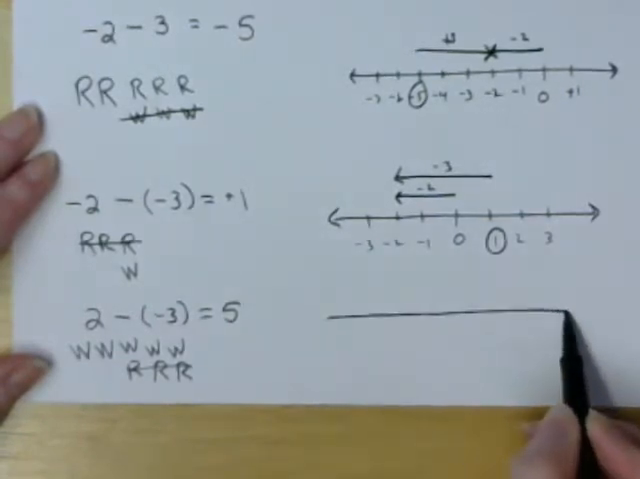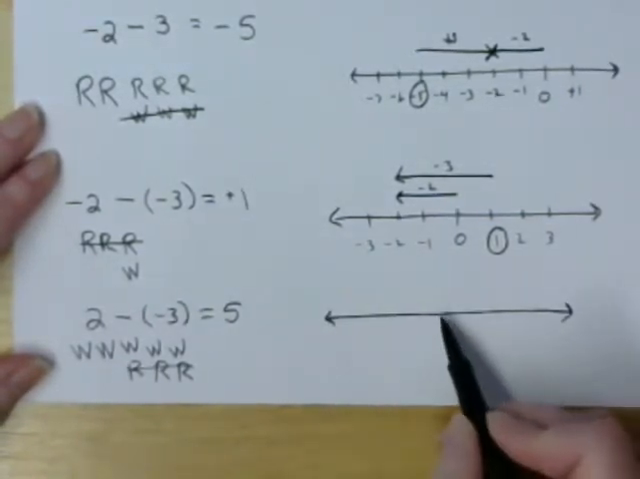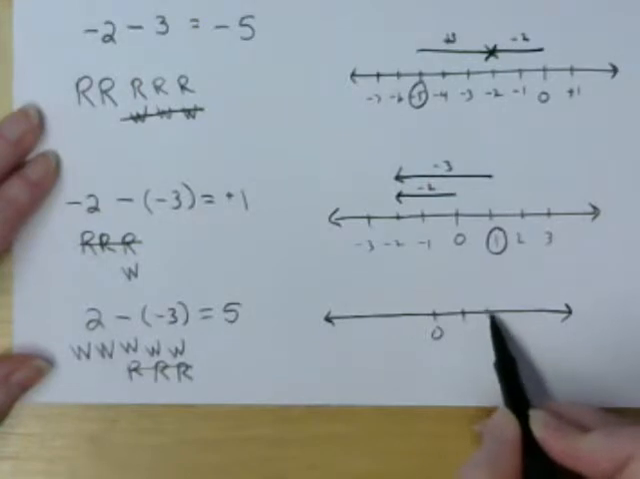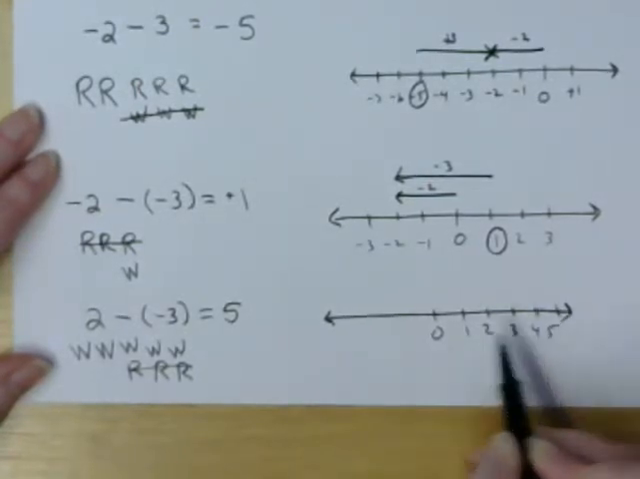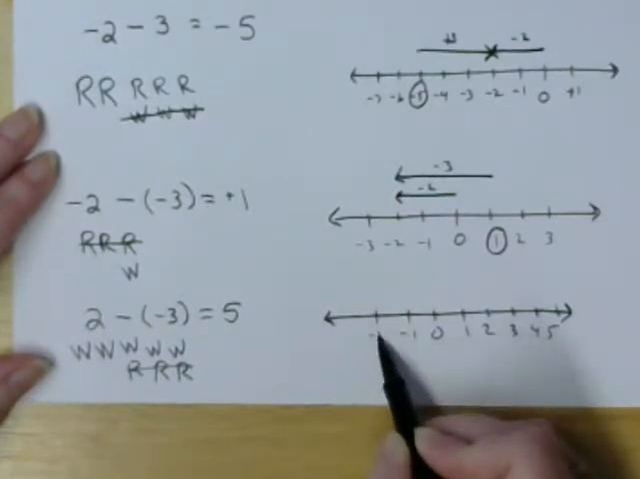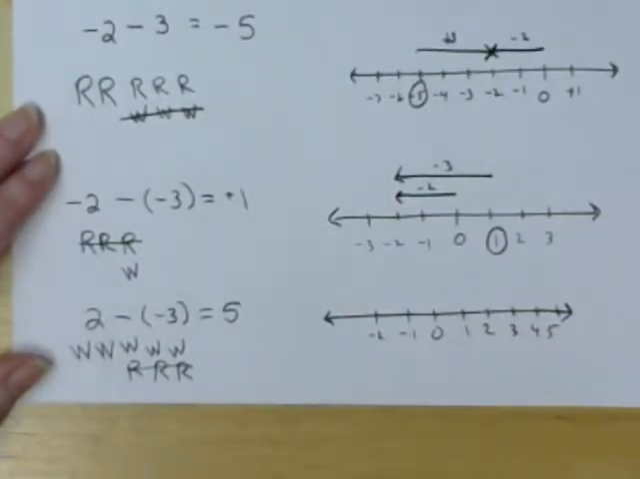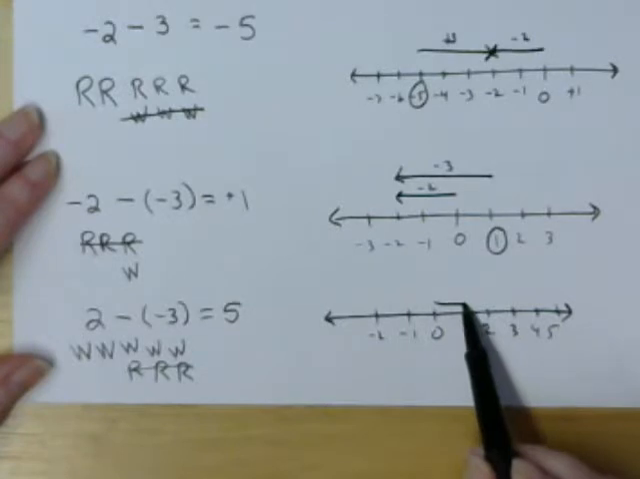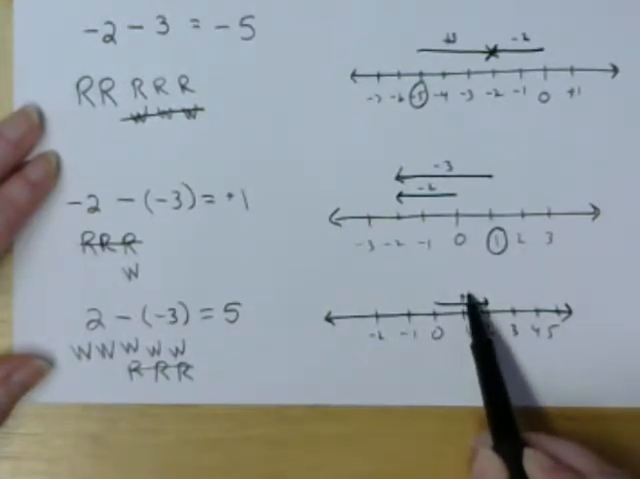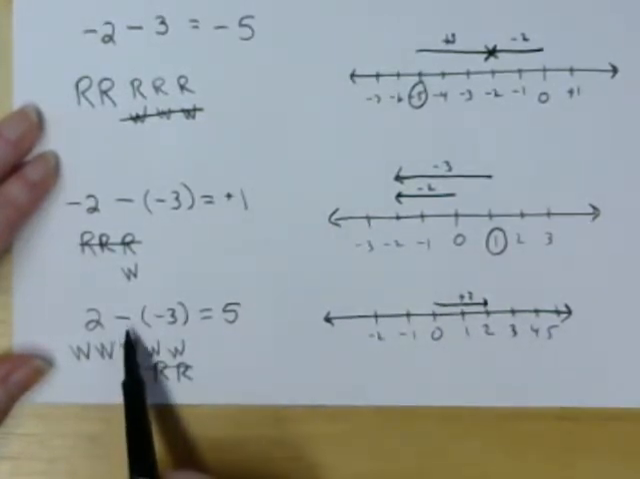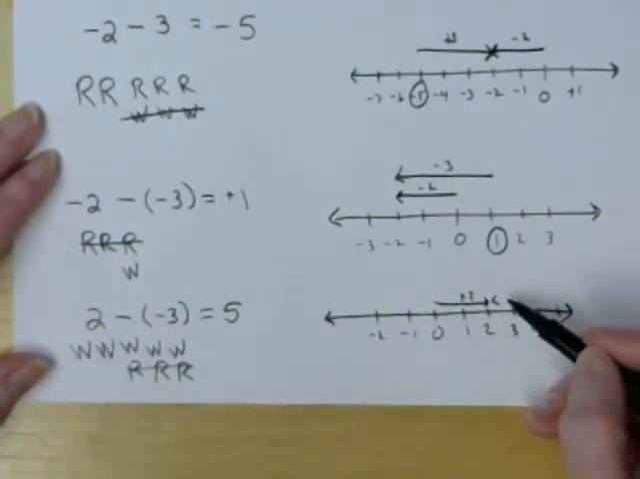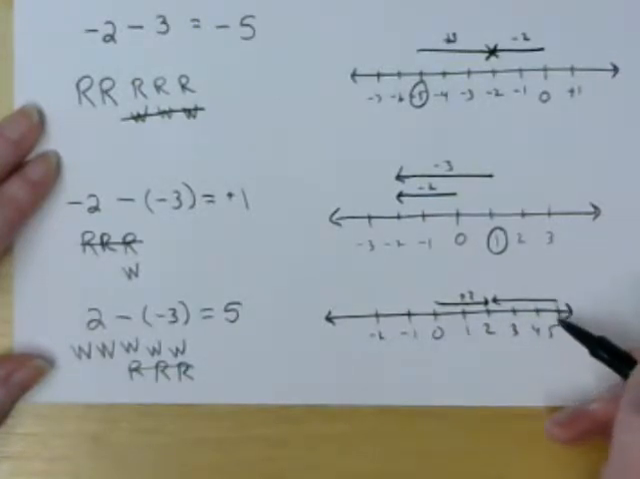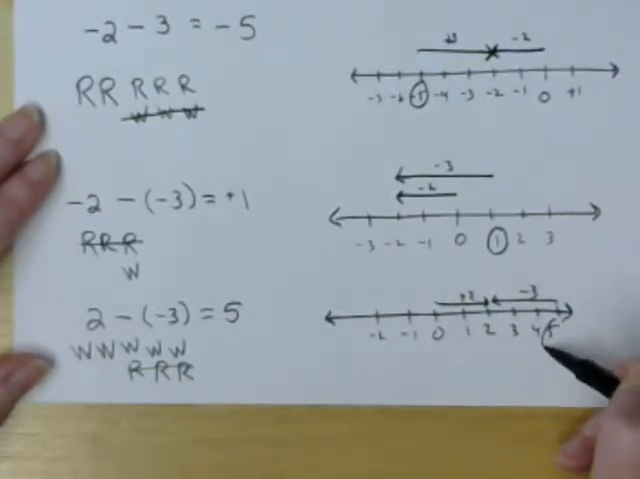What's that look like on a number line? Well, let's see here. Here's 0. 1, 2, 3, 4, 5. -1, -2. All right. So for this model, we're going to start with a representation for the positive 2. And now we're going to walk backwards facing left. So we're going to turn around and face the negative direction and walk backwards 3 steps, and we end up out here at 5.